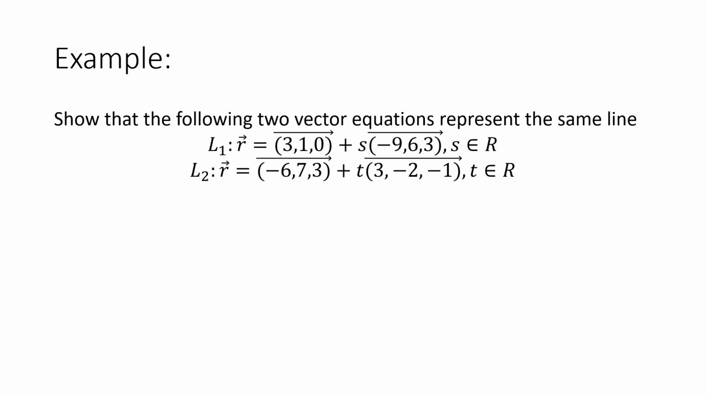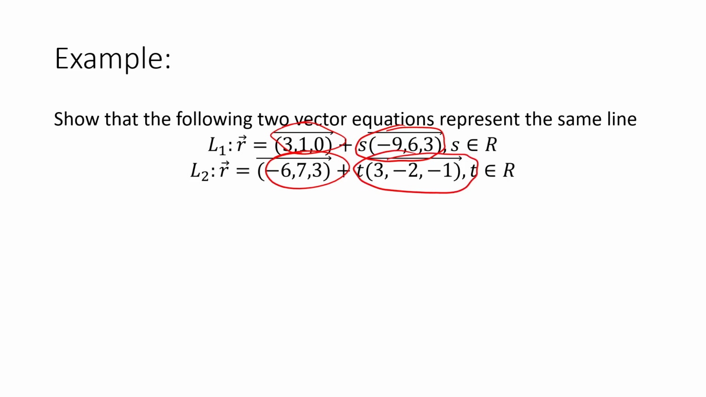Now, in this question, we want to show that the two vector equations shown below represent the same line. And just like in 2 dimensions, this is a two-step process. The first thing we want to do is show that the position vector for one line could be used as the position vector for the other line. The other thing we want to show is that the direction vector for one line is collinear to the direction vector for the other line.